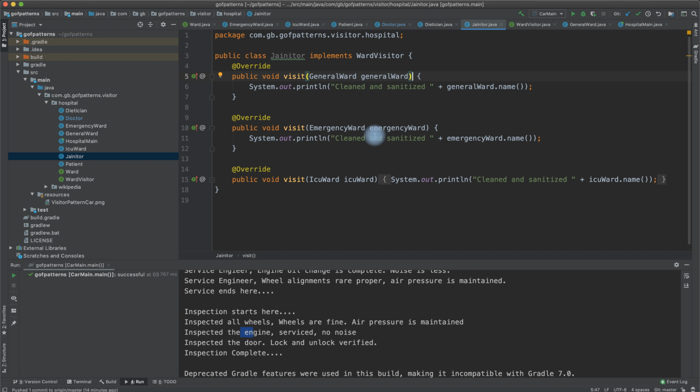For example, the janitor is a ward visitor. The person does a totally different job. A doctor is a ward visitor. The doctor does a totally different job. The dietitian does a totally different job.